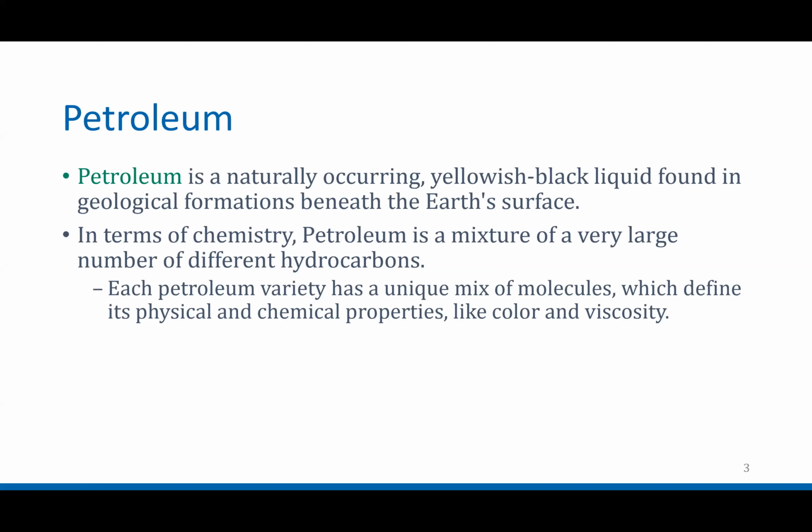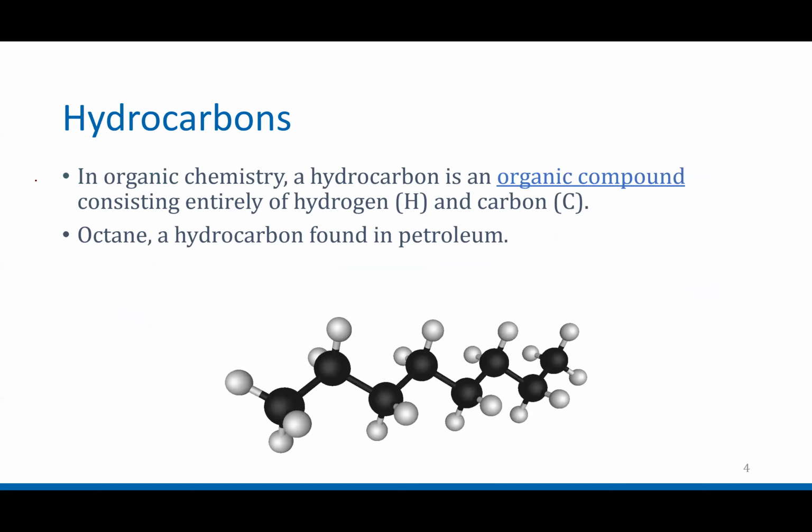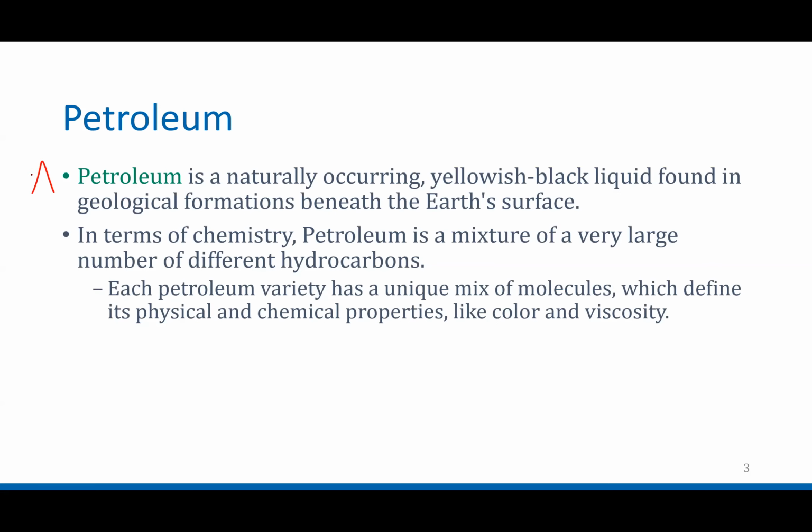So petroleum, I assume you guys know this definition. It's a naturally occurring substance. It's a yellow-black liquid found in geological formations under the Earth's surface. This honestly is a definition that you probably do want to know for an upcoming quiz or your first test. Even on the final exam: naturally occurring substance found beneath the Earth's surface.